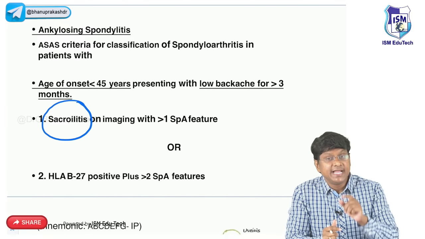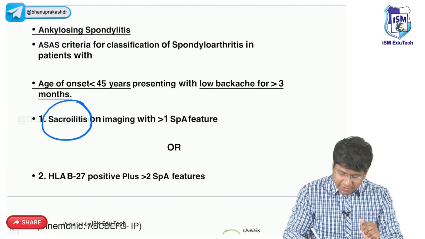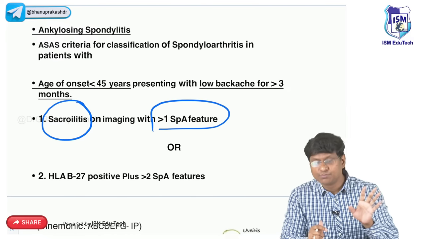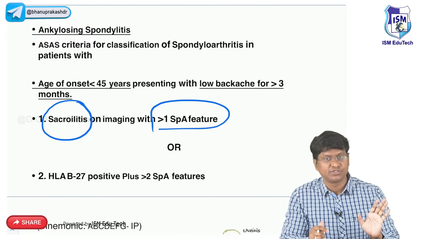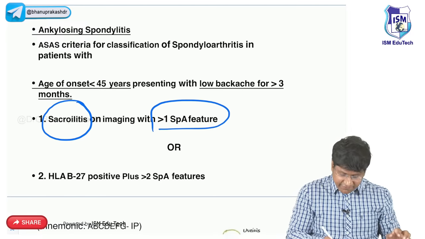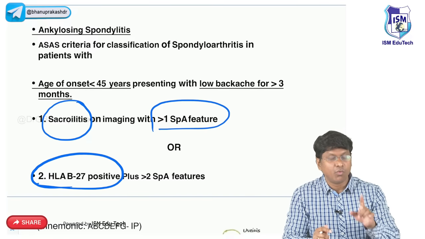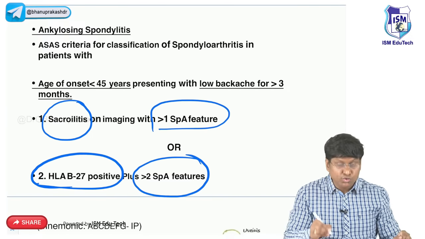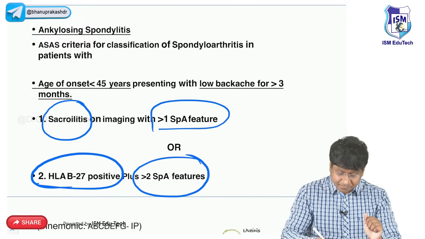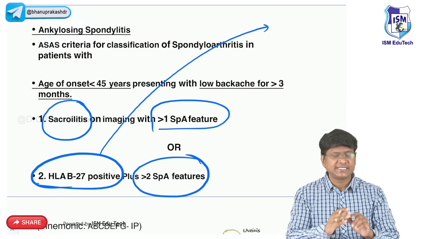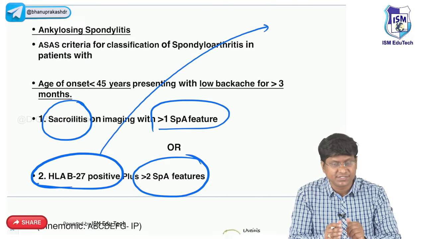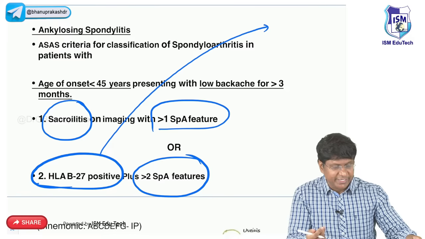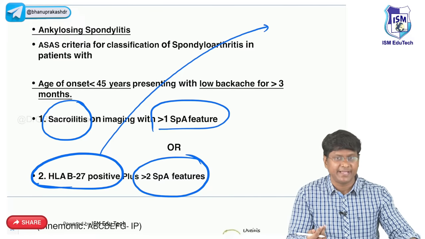In ankylosing spondylitis, if sacroiliitis is there along with one spondyloarthropathy feature, that is good for diagnosis. But if HLA-B27 is there, only one spondyloarthropathy feature is not sufficient; you should have two or more spondyloarthropathy features. Now, this HLA-B27 is present in many other conditions apart from ankylosing spondylitis. Can anyone tell me what are the other conditions where you can have HLA-B27?